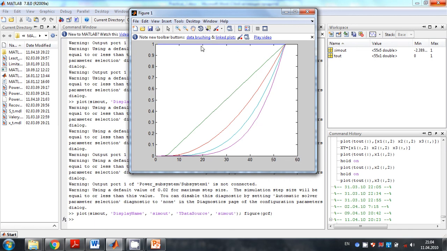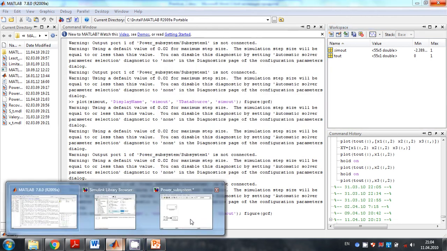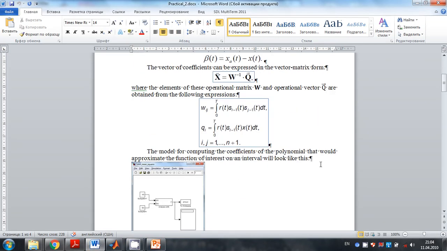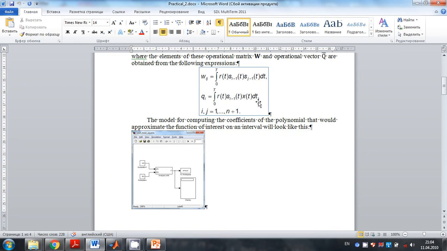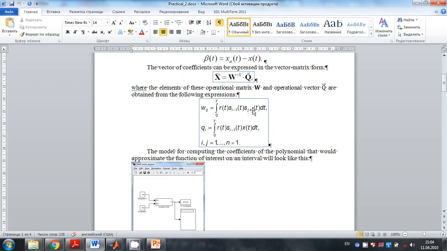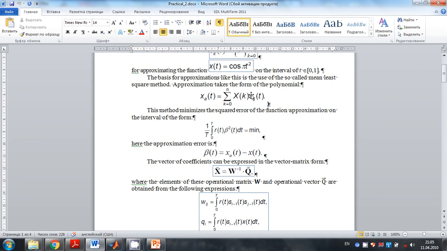Now we look at these equations. So we need to create another subsystem for finding these elements, these W's, elements of the matrix, and these Q's, elements of this vector. Then we find the inverse of the matrix W, multiply it by Q, and we get the vector of coefficients representing these coefficients of this polynomial as an approximation or decomposition of our function by a polynomial.